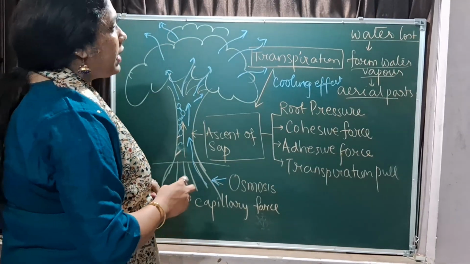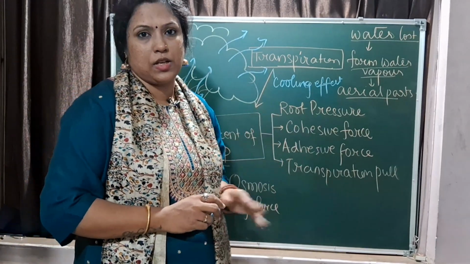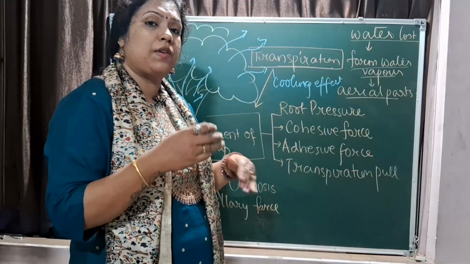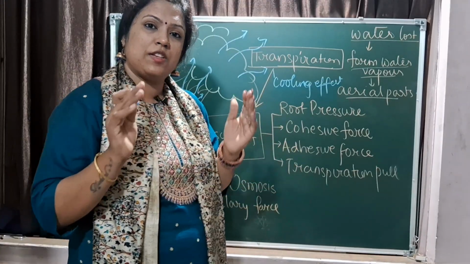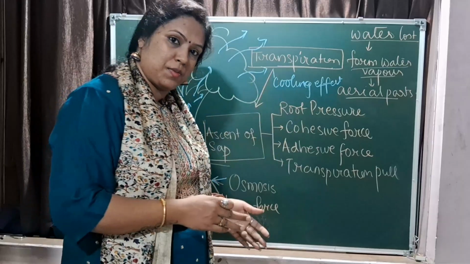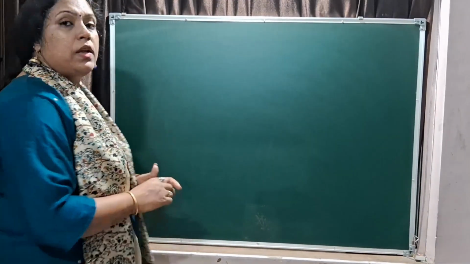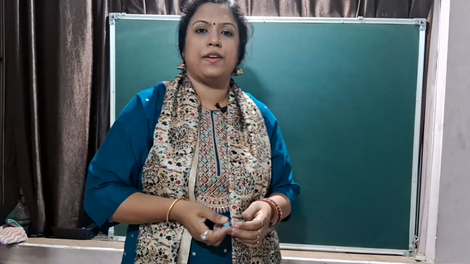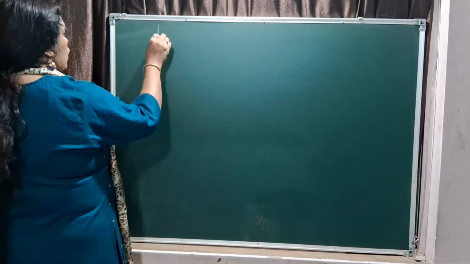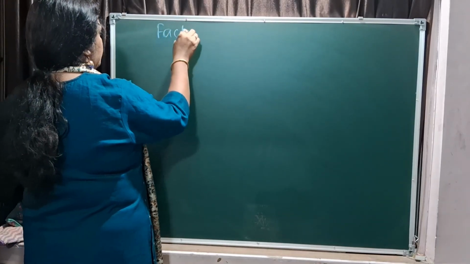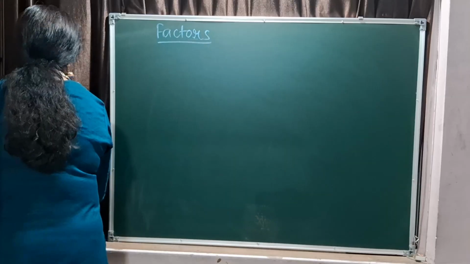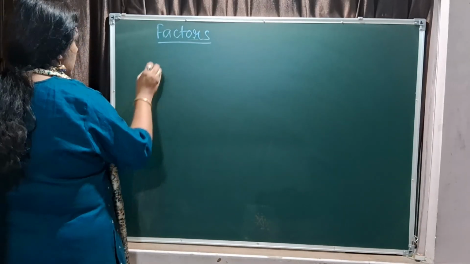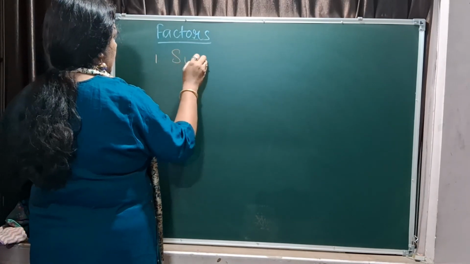There are certain factors which affect transpiration. Those factors we have already studied in evaporation. The same factors which affect evaporation can affect transpiration. Let us see in detail. Next topic is the factors affecting transpiration. So what are the factors affecting transpiration? The first factor is sunlight.